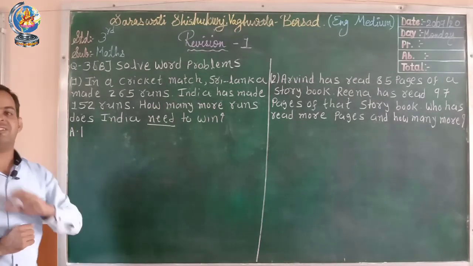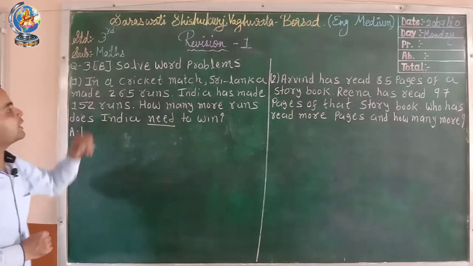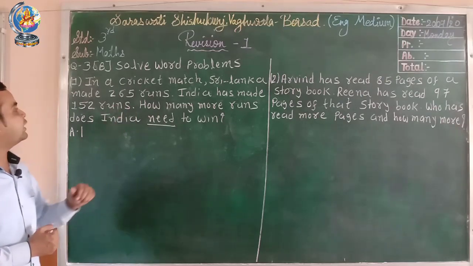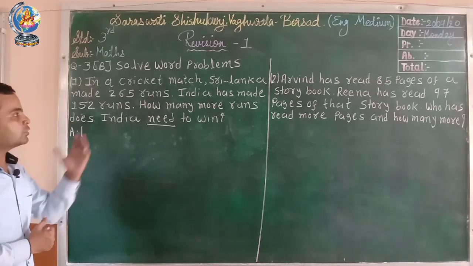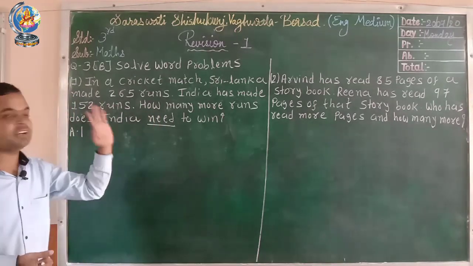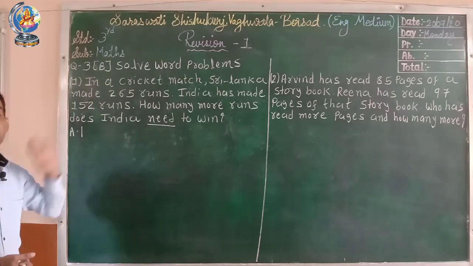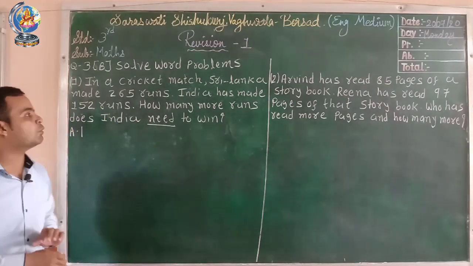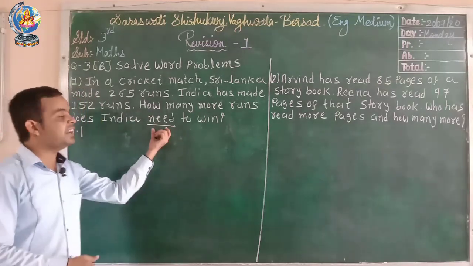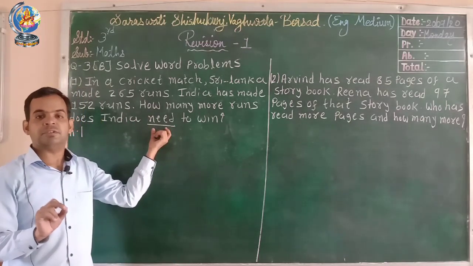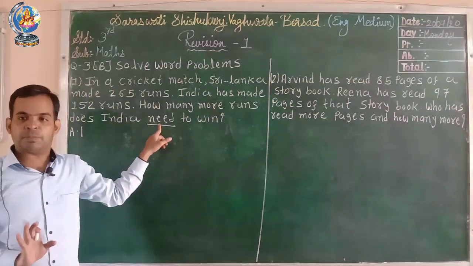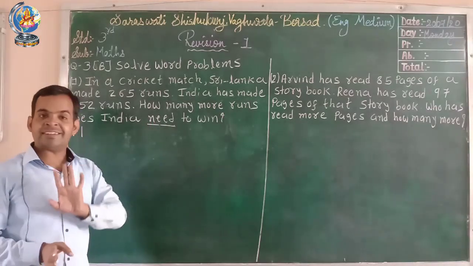Okay, now here we start our first number sum. In a cricket match, Sri Lanka made 265 runs. India has made 152 runs. So how many more runs does India need to win? Here need is our keyword for the sum. Whenever you see need in the sum, you have to do subtraction. So now let's start our sum.